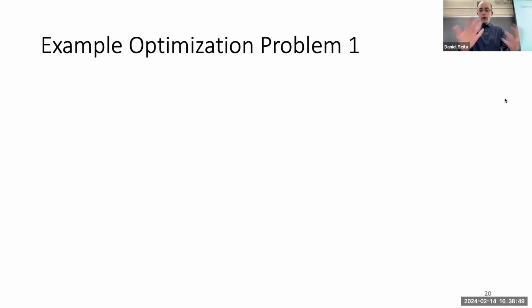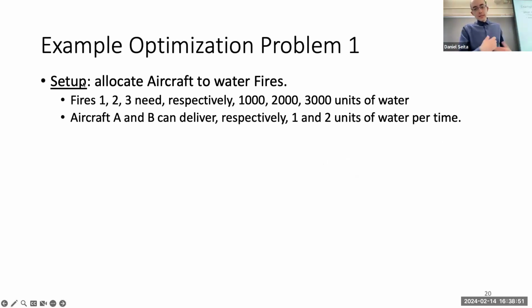All right, so here's one example. Let's say that we have some fires, and this is very common in California, by the way. We do have a lot of wildfires, and if you have different fires that might need respectively 1,000, 2,000, and 3,000 units of water to clear, and then you have two aircraft, A and B, that can deliver respectively 1 and 2 units of water per time, then how do we frame this in terms of a constrained optimization problem?